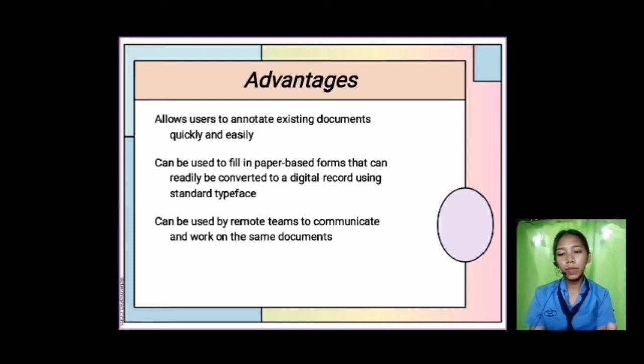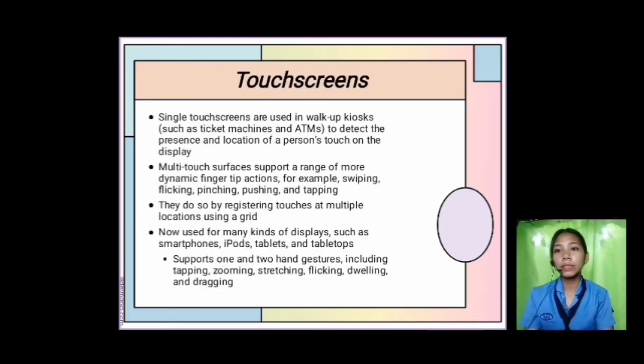One problem with using pen-based interaction on a small screen is that sometimes it can be difficult to see options on the screen because a user's hand can obscure part of it when writing. Touchscreens. Single touchscreens are used in walk-up kiosks, such as ticket machines and ATMs, to detect the presence and location of a person's touch on the display.